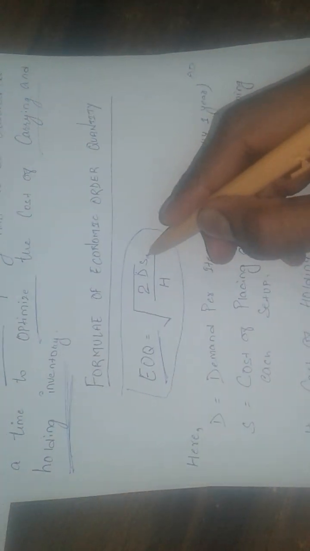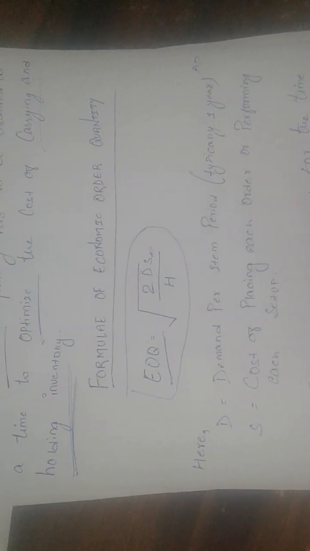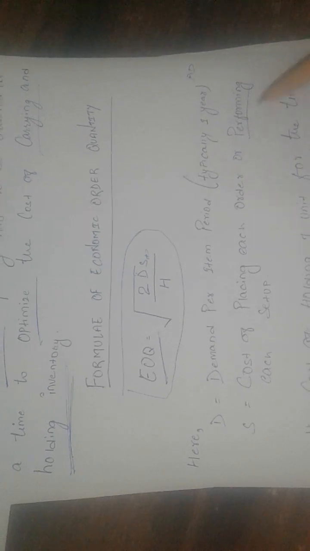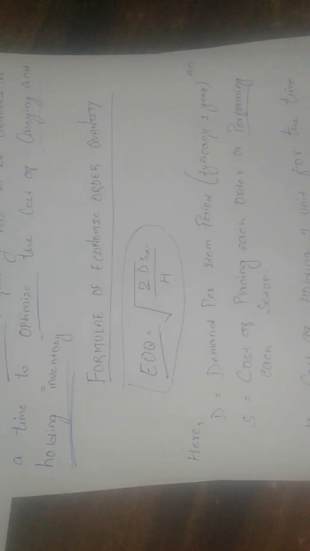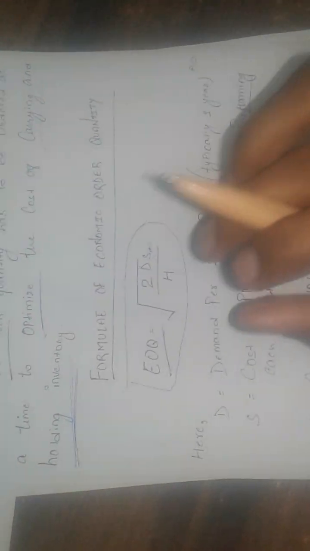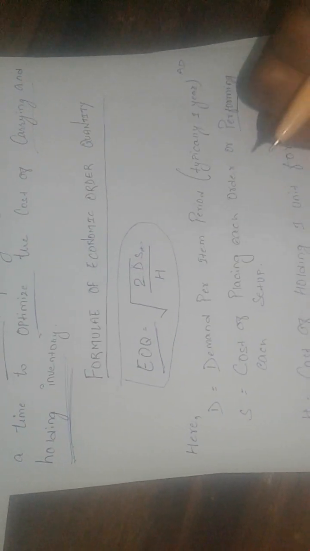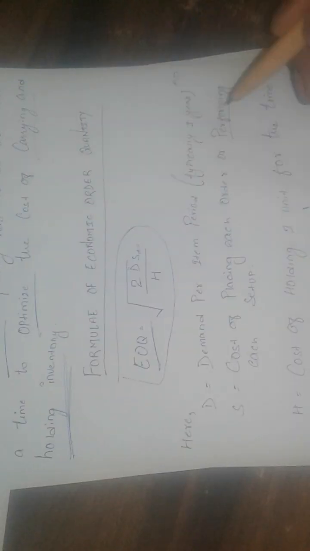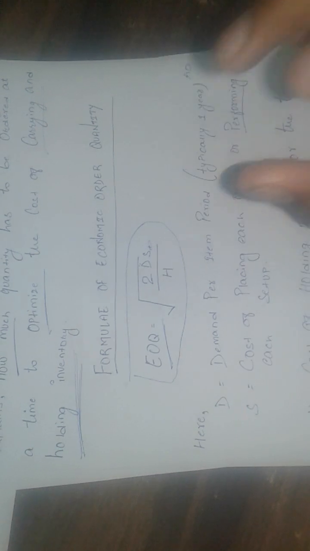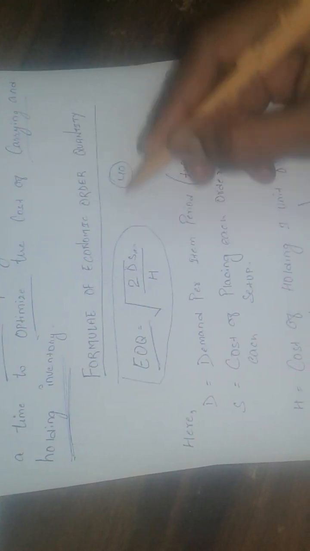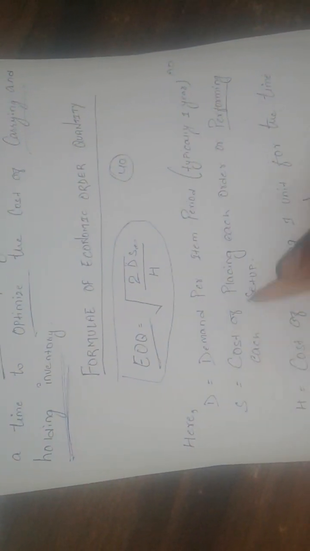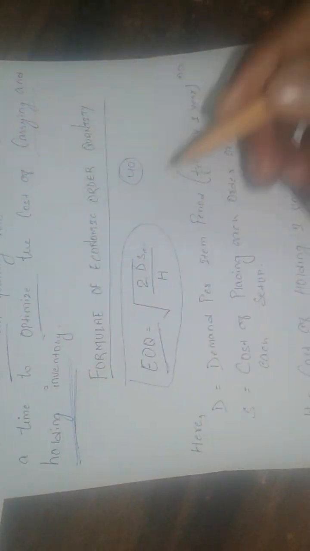What does S mean? S means cost of placing each order or performing each setup. This means that if we order anything at a time, how much cost we suffer at the time of ordering that particular goods. This basically means that if we have suffered an amount of 40 rupees while ordering that particular material at a time, then it will be included here. That is S, the cost of placing each order.